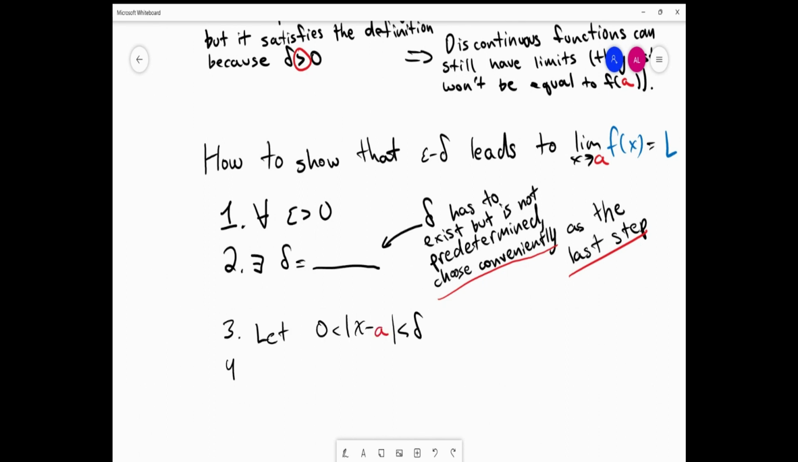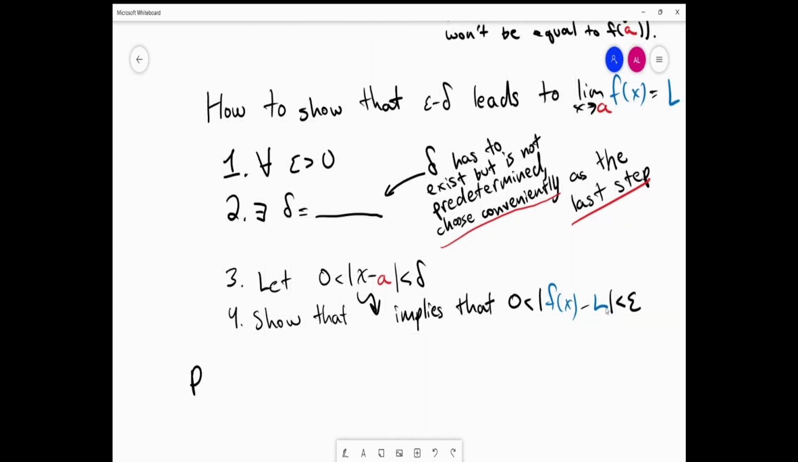So this is kind of the crux of the proof, right? We let the absolute value of x minus a be strictly between 0 and delta. And then we must show that this statement implies that the absolute value of f of x minus L is between 0 and epsilon.